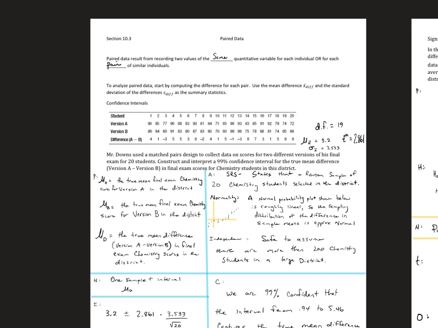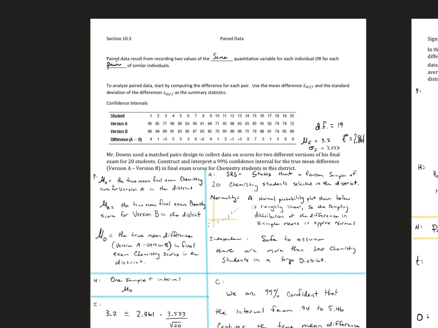Paired data result from recording two values of the same quantitative variable for each individual or for each pair of similar individuals. To analyze paired data, you're going to start by computing the difference for each pair. Then you'll use the mean difference and the standard deviation of differences for our summary statistics. And when you have to make a graph, you'll make a graph of the differences of these values. So when we take a look at the normality check, we're going to make a normal probability plot of these differences.